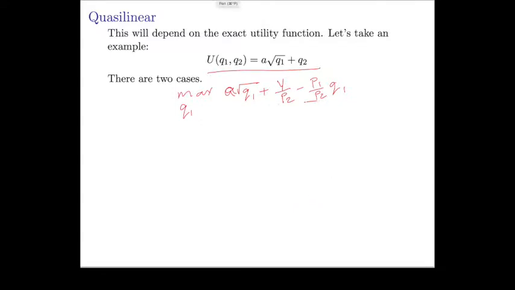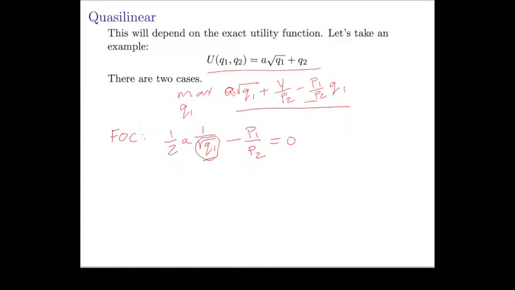Okay, so if we want to solve this, now we can write down the first order condition. We just take the derivative of this with respect to Q1. The first order condition is 1/2 A times 1 over square root of Q1. The derivative of y divided by P2 with respect to Q1 is 0, and the derivative of minus P1 over P2 times Q1 is just minus P1 over P2. We're going to set that equal to 0. That's the first order condition. Now we're going to solve for Q1.